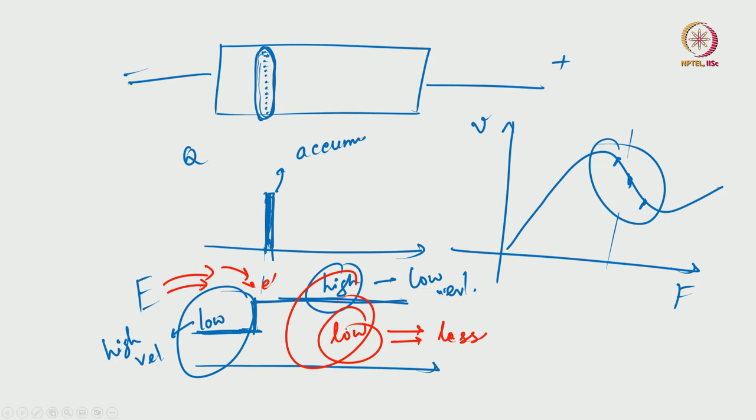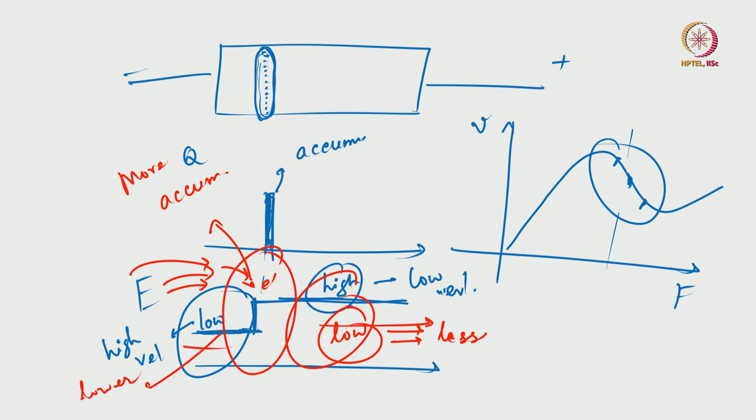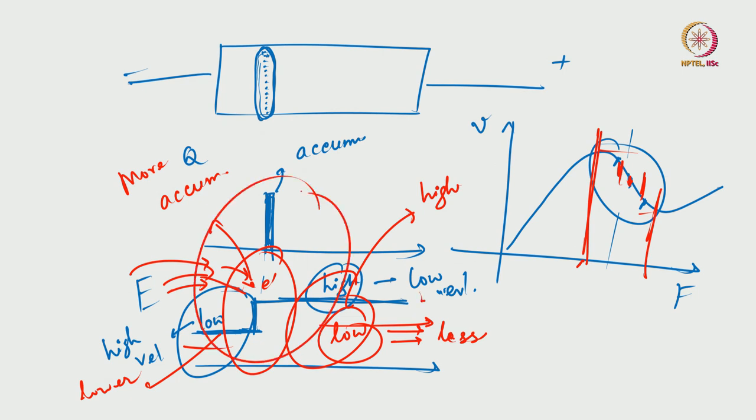If I am bringing in more electrons because of higher velocity and taking out fewer because of lower velocity, then this part will have a further accumulation. More accumulation gives rise to a further difference in the field. This side will become an even lower field and that side an even higher field. Initially you are here and here, but now the higher field becomes even higher and the lower field even lower. So the velocity difference is even larger, more electrons come and fewer electrons go, and the accumulation increases even further.